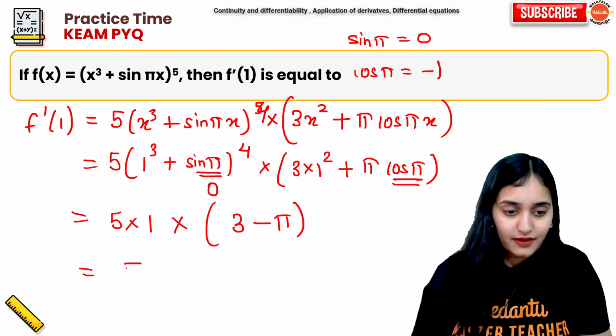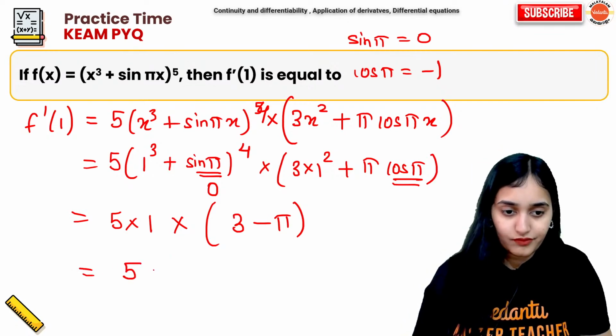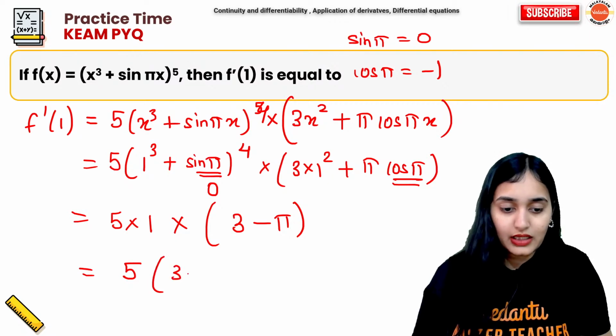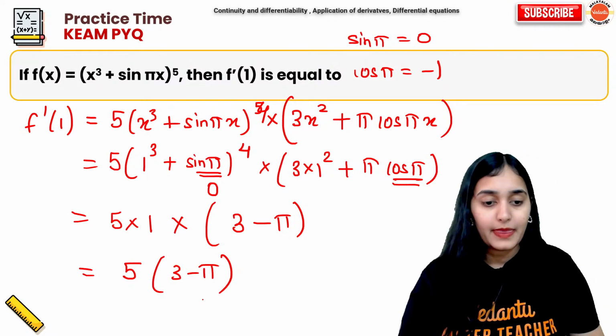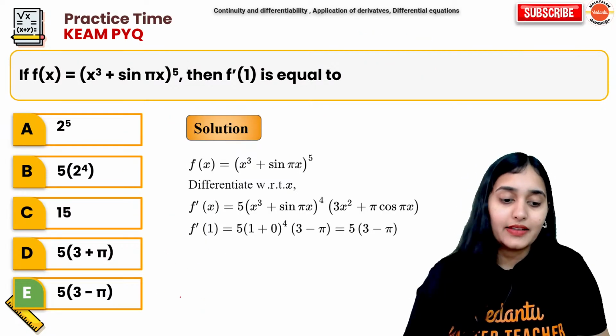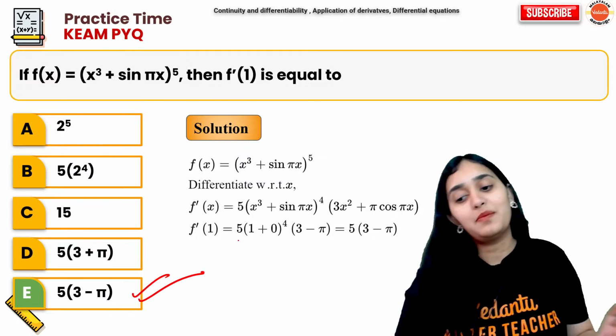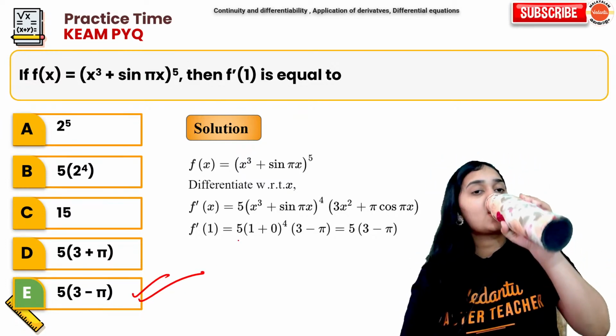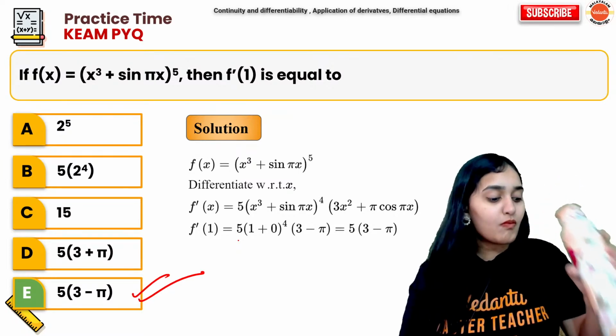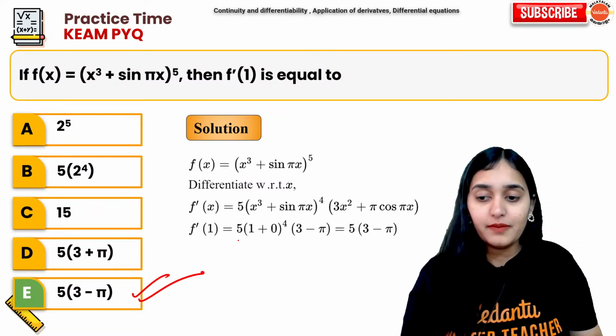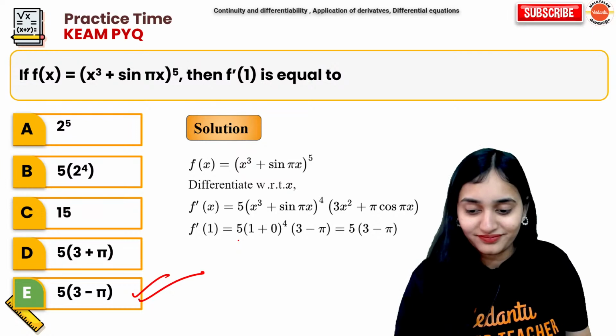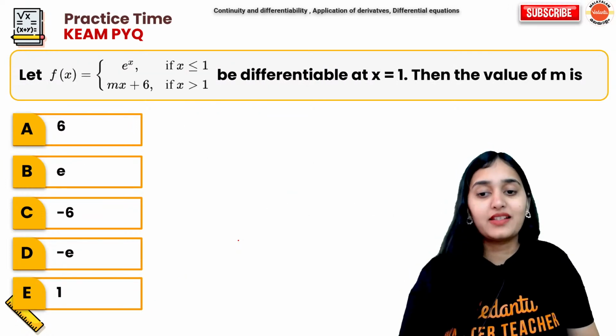So I am getting 5 into 3 minus pi. So that is my answer. 5 into 3 minus pi. Got it? Got it, everybody? Okay, next question.